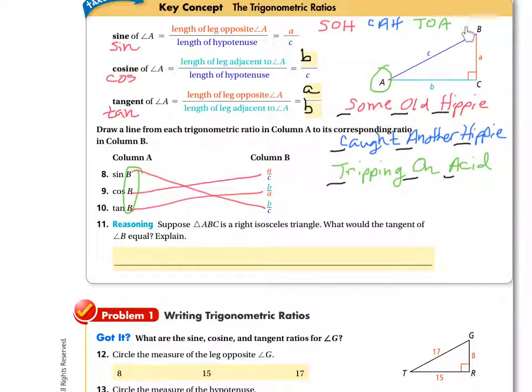So tangent from angle B, tripping on acid, T for tangent, right? On is what? Opposite. So what's that? B, acid, adjacent, A. So B over A, and isn't that what we drew here? All right. So suppose triangle ABC is a right isosceles triangle. What would the tangent of B, angle B, equal?